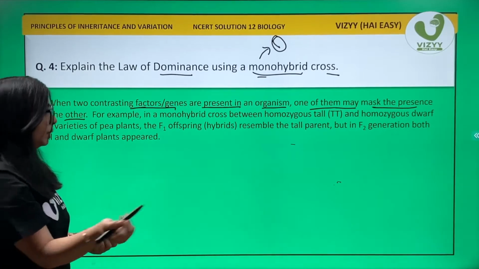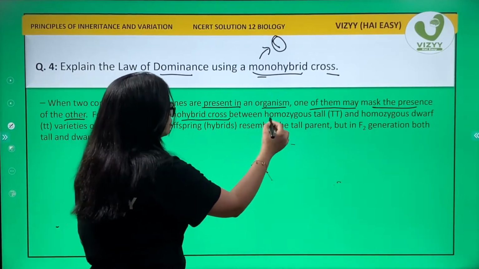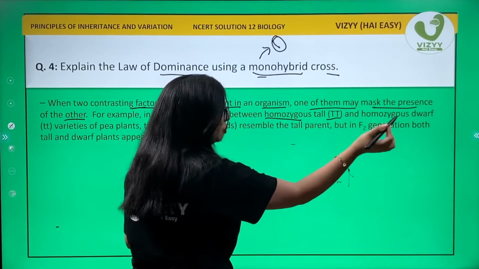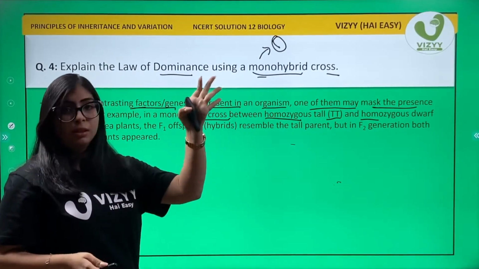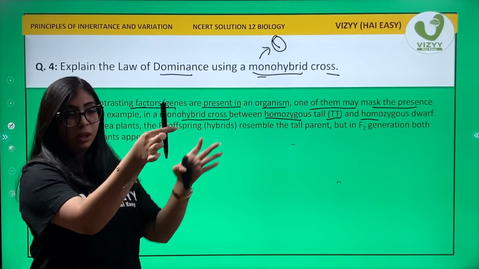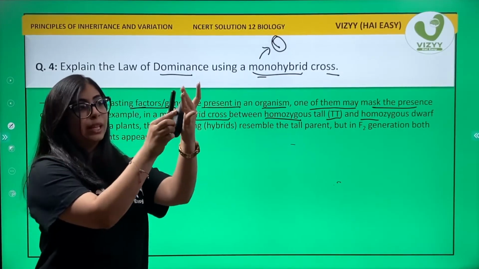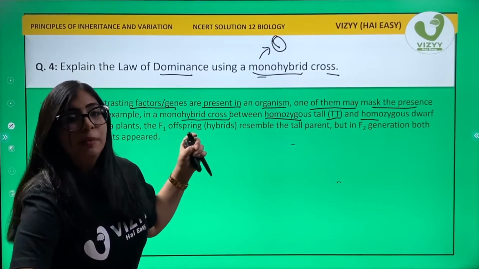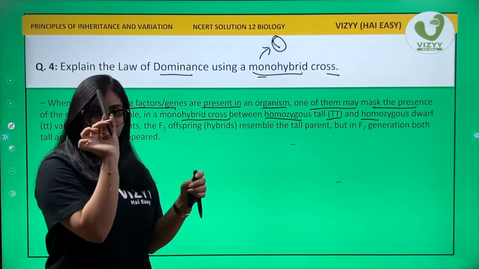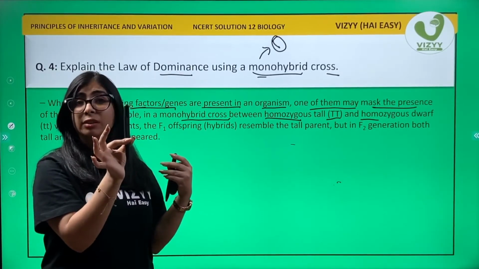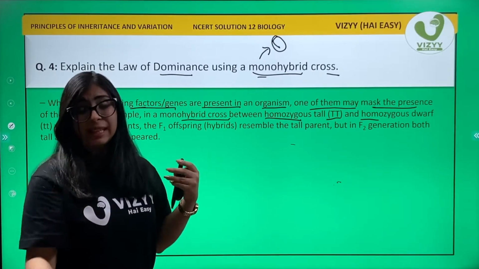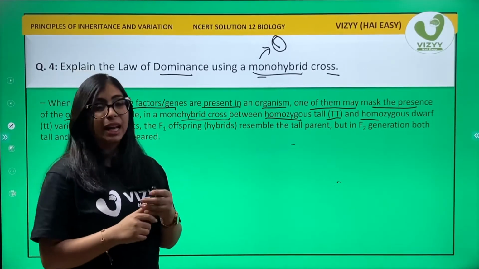For example, in a monohybrid cross between homozygous tall and homozygous dwarf, there are two plants. One of them is tall, and this is dwarf. When they are crossed together, all the plants formed would be tall. So here, the tall trait is dominant in nature.